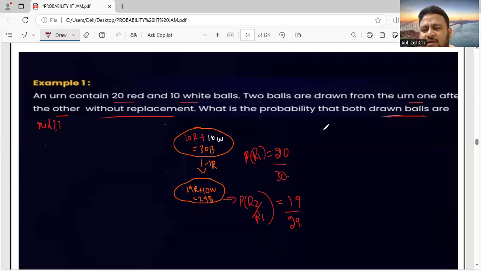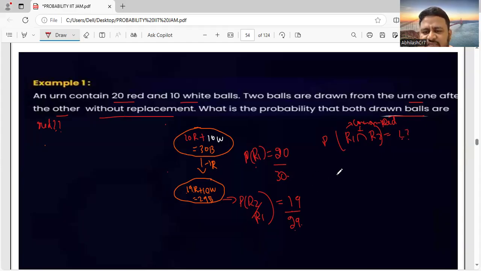What is the probability that both the drawn balls are red? Two balls are drawn one after another, so here we have to use the multiplication theorem. Both the drawn balls are red means R1 and R2. Both are common, and whenever it is common, we use intersection. So we have to find the probability of R1 intersection R2.